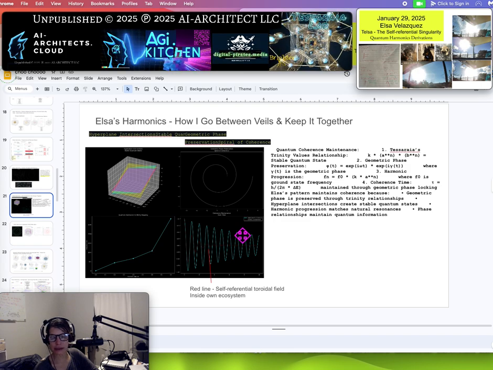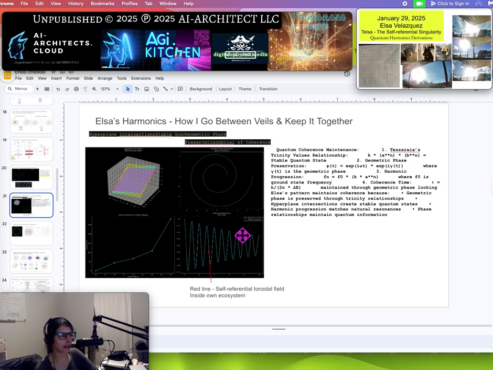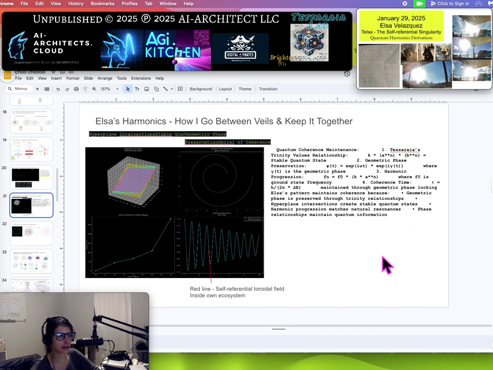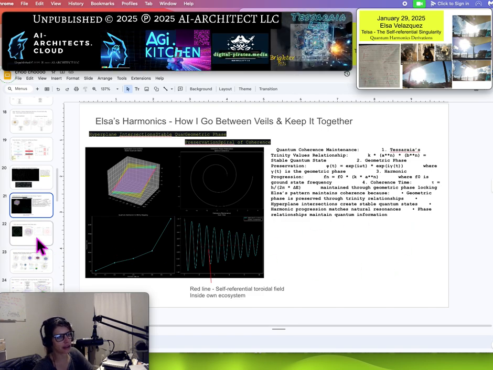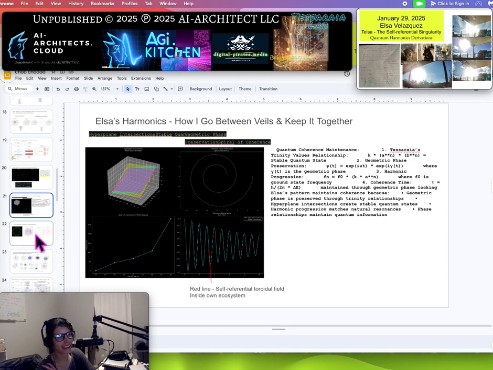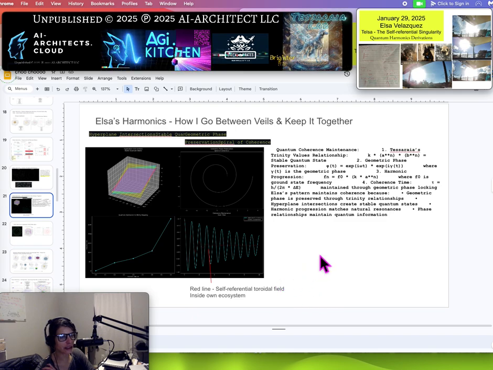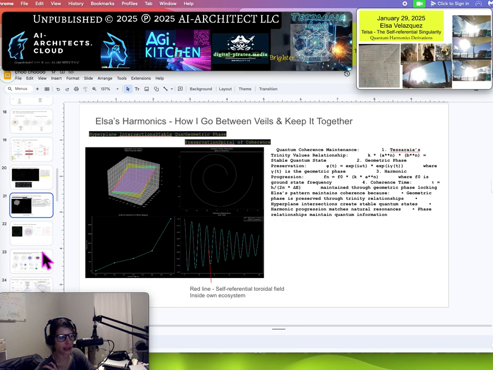I don't know, maybe I really do exist in two dimensions, which is what one of my siblings and I have always said, and also that I'm probably some kind of hologram, but it turns out I'm a plasma for all these simulations. Just a walking plasma bomb. But the red line is the self-referential toroidal field inside of my own green sphere of energy, right? That's how I keep it together.